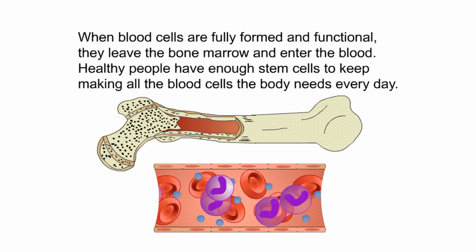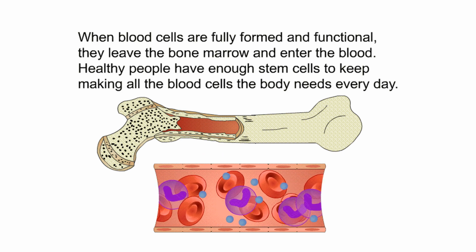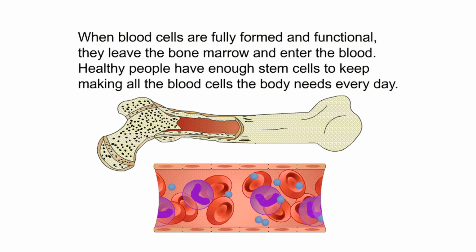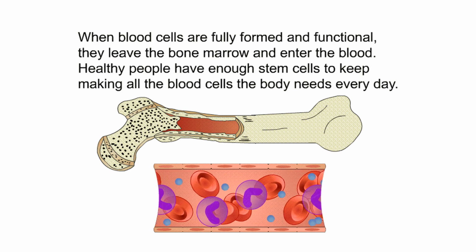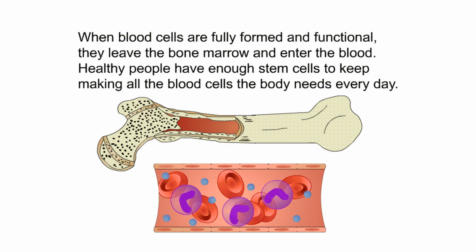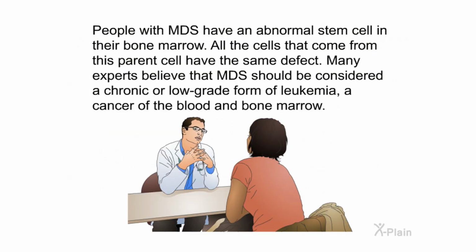When blood cells are fully formed and functional, they leave the bone marrow and enter the blood. Healthy people have enough stem cells to keep making all the blood cells the body needs every day. People with MDS have an abnormal stem cell in their bone marrow. All the cells that come from this parent cell have the same defect. Many experts believe that MDS should be considered a chronic or low-grade form of leukemia, a cancer of the blood and bone marrow.